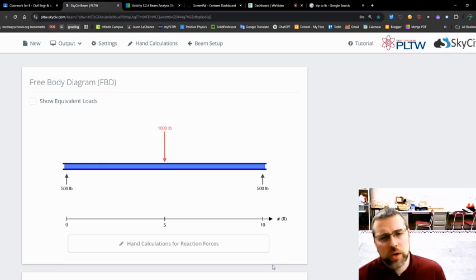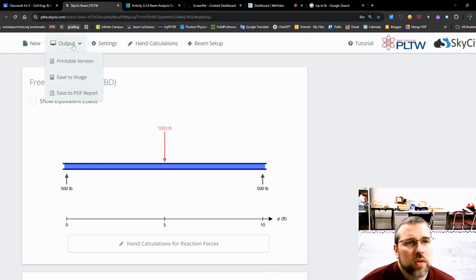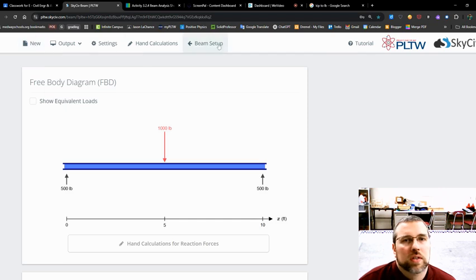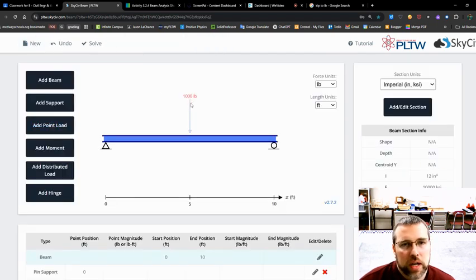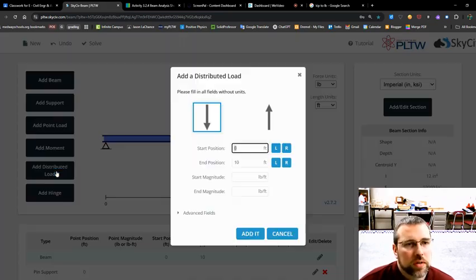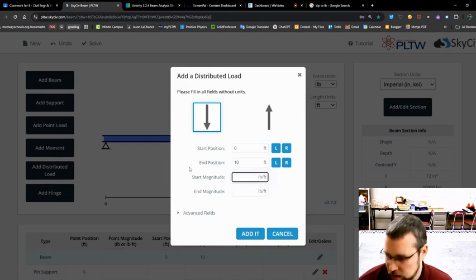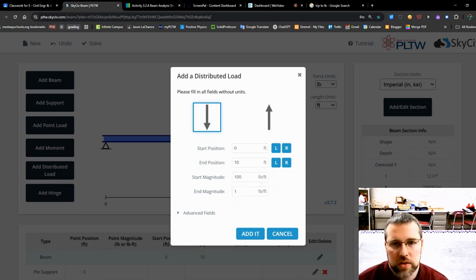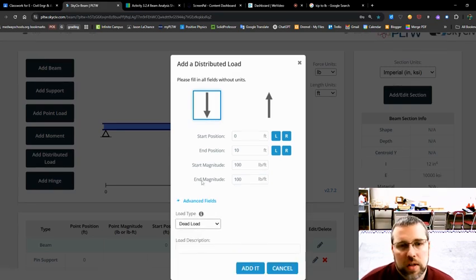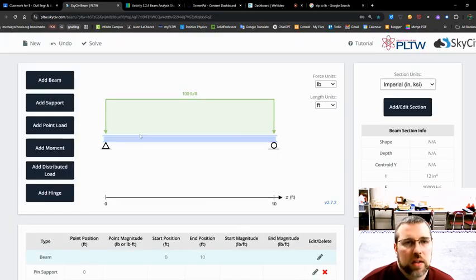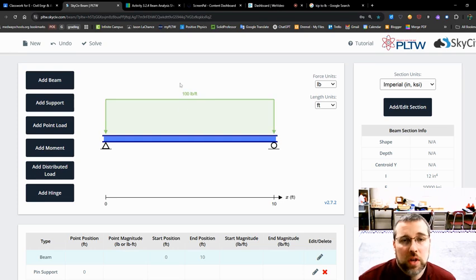So that was a point load. Let's do another one. Oh, different output. This is saved to image, saved to PDF. Nice. So let's go back to beam setup. And instead of a point load, I can click on these and erase them if I want to. Let's add a distributed load. There we go. So starting position at 0, ends at 10 feet on the right. Let's say it starts at 100, ends at 100. So if this is going to change or not constant, you could add that as well. And you could also make that different types, but let's just keep it as a dead load for now. Let's add it. And there's my distributed load, 100 pounds per foot.